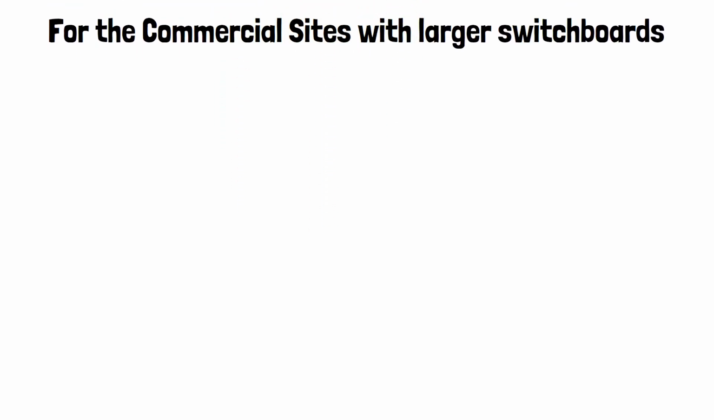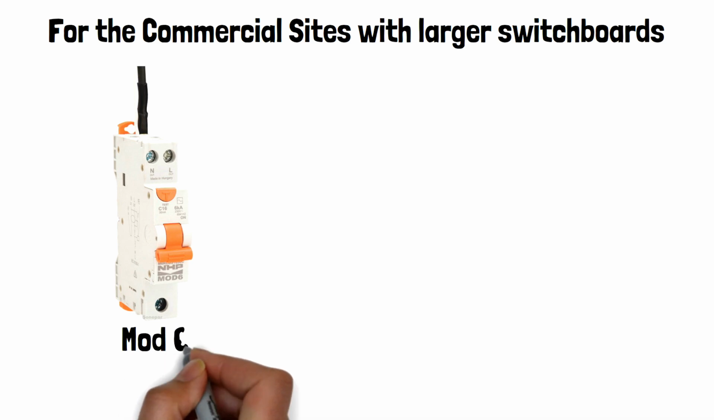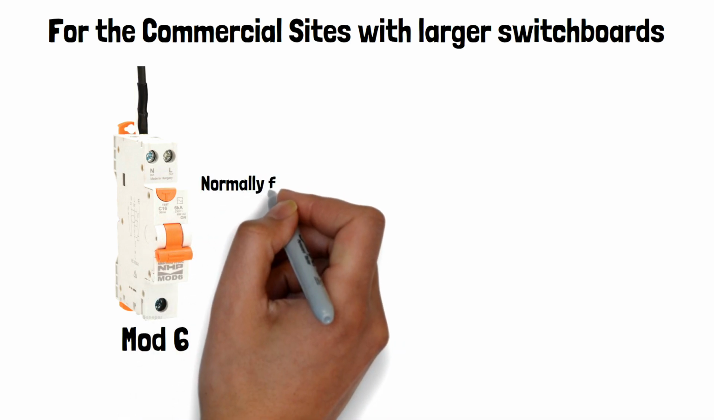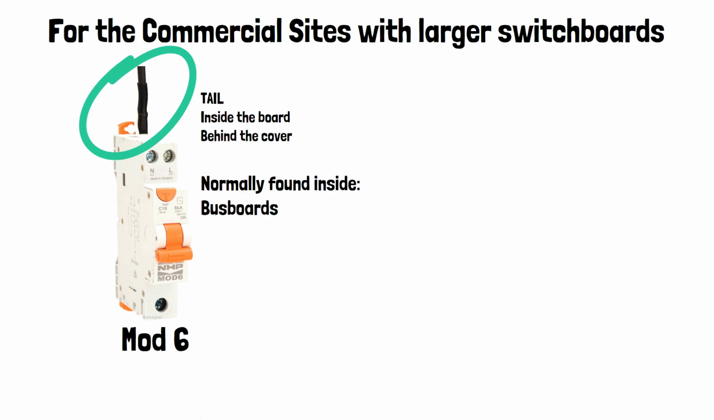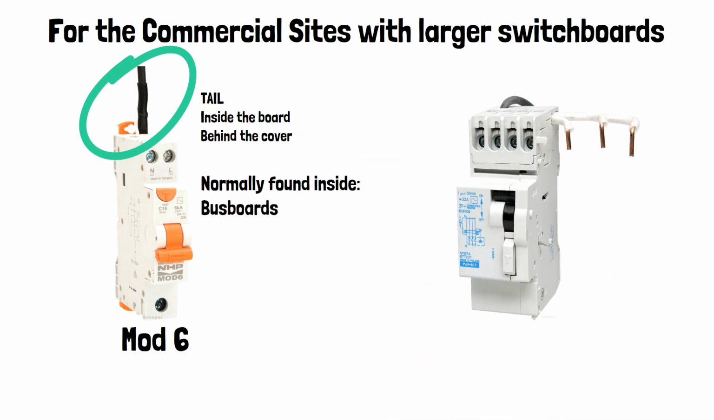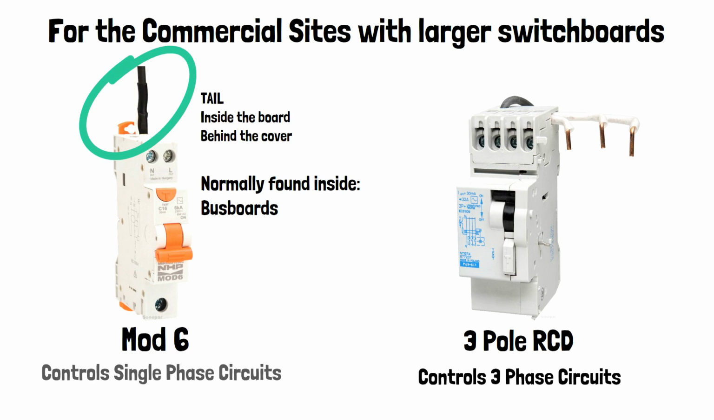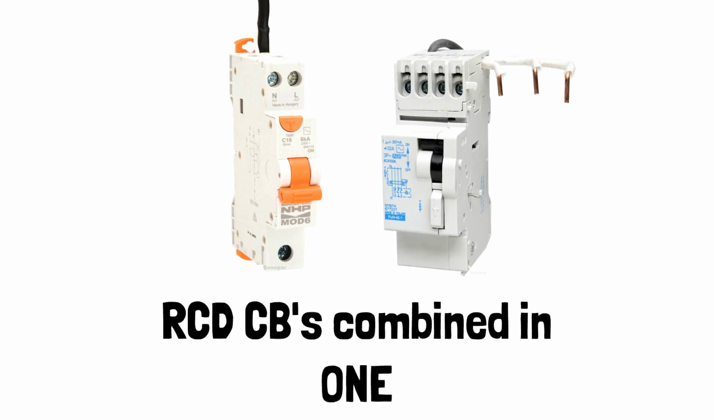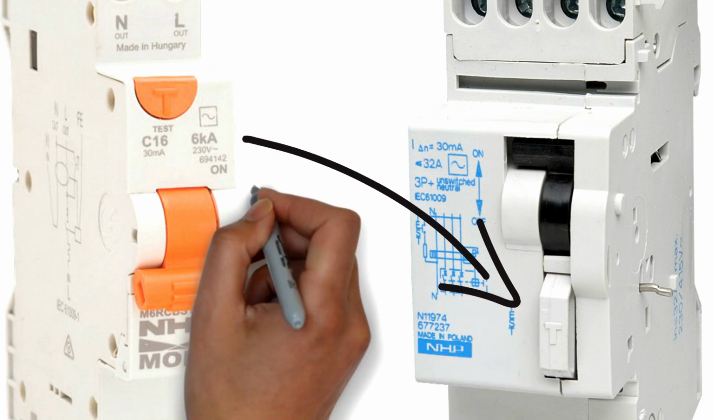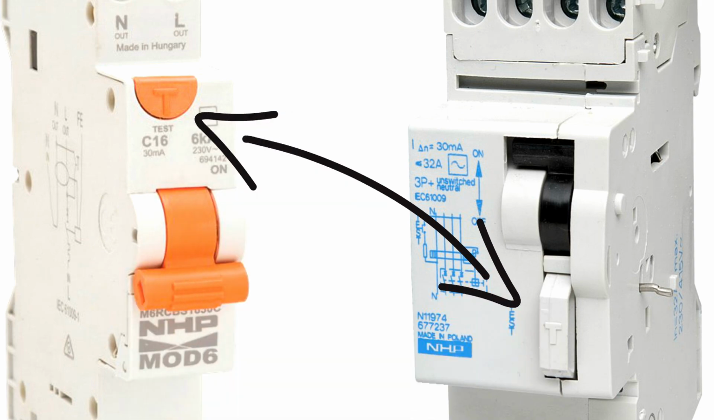Once we move up to a slightly bigger commercial site that has larger switchboards, you'll find this style of RCD, which is sometimes called a Mod 6. These are normally found inside the bus boards. They have a tail which you wouldn't see because this will be inside the board behind the cover. But that's a 3-pole RCD, so that controls 3-phase circuits, and this controls single-phase circuits. These are both RCD CBs all combined into one. Same thing, as you can see, we've got test buttons. So test buttons always give away that it's an RCD.